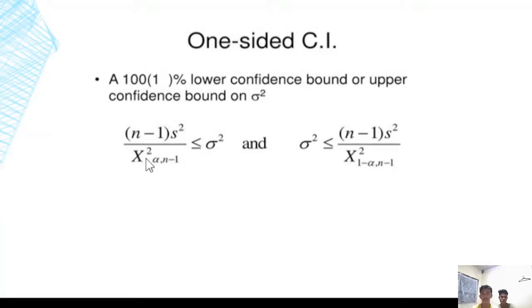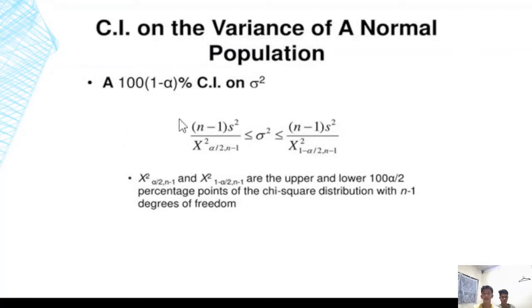One-sided confidence interval. A 100 times 1 minus alpha percent lower confidence bound or upper confidence bound on sigma square. Sigma square is greater than or equal to the quantity of n minus 1 times s square all over chi-square sub alpha comma n minus 1, and sigma square is less than or equal to the quantity of n minus 1 times s square all over chi-square sub 1 minus alpha comma n minus 1. Confidence interval on the variance of a normal population.